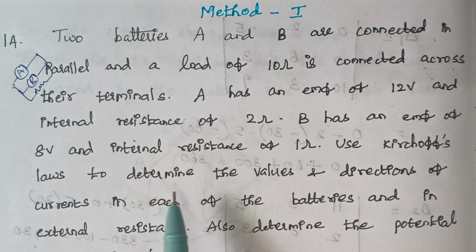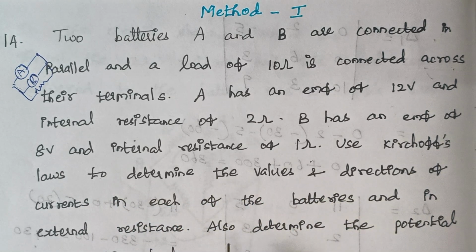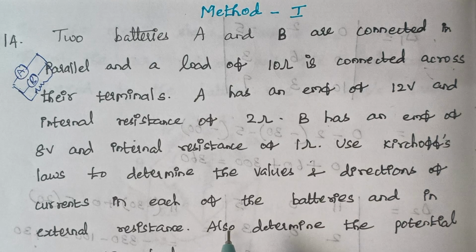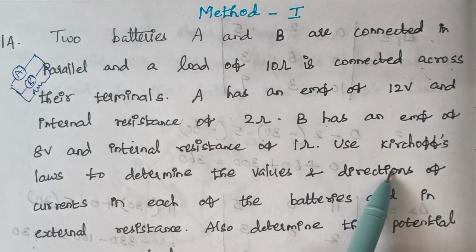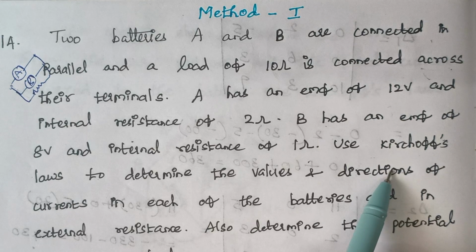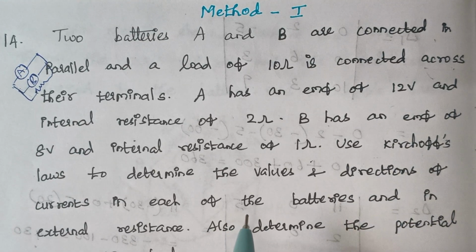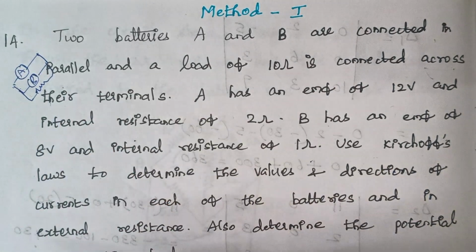Use Kirchhoff's laws to determine the values and directions of currents in each of the batteries and in the external resistance. So here we have to calculate the currents, the current values, either 5 amps or 6 amps, something like that. Then apart from that, we have to calculate the directions, current flows from which part to which part. And also we need to calculate the value of current that flows in this 10 ohm resistance.